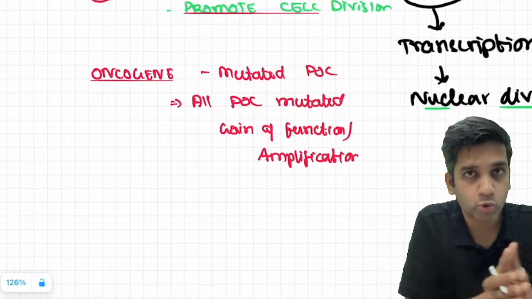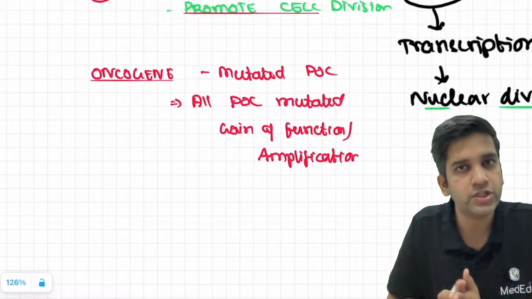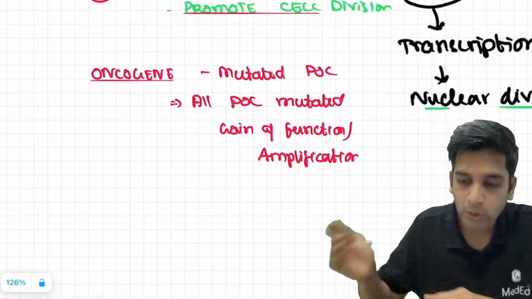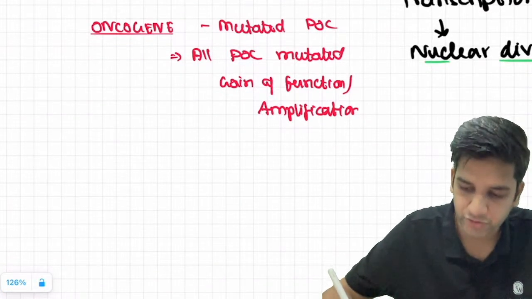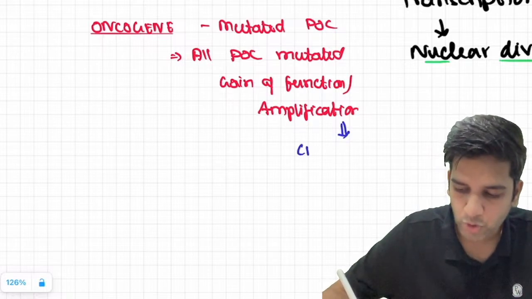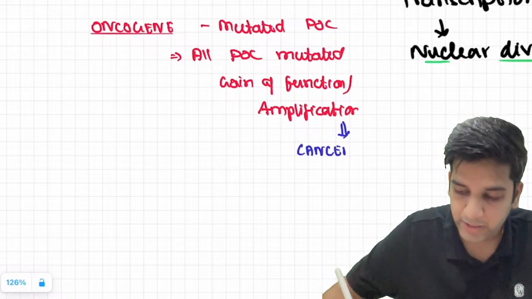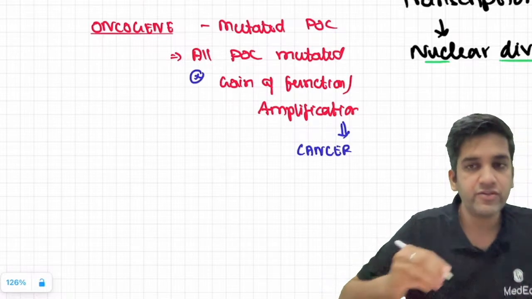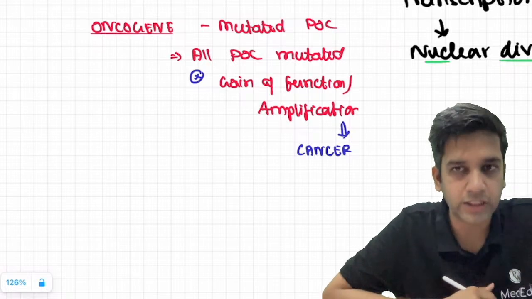So whenever I have a proto-oncogene and its counterpart oncogene, I have to have a gain of function mutation. Only then it will cause cancer. This will lead to uncontrolled or more cell division, which obviously can cause cancer, right? Remember this. This is true for every proto-oncogene we are going to learn, right?